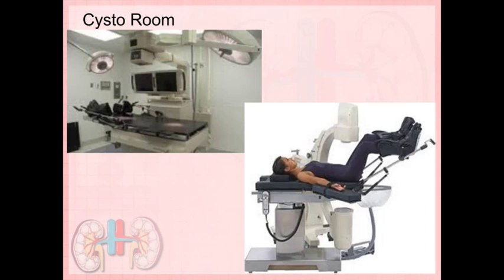Transurethral procedures take place in a specialized room called the cysto room. These rooms are equipped for procedures that need continuous drainage, fluoroscopy, x-ray, and stirrups.